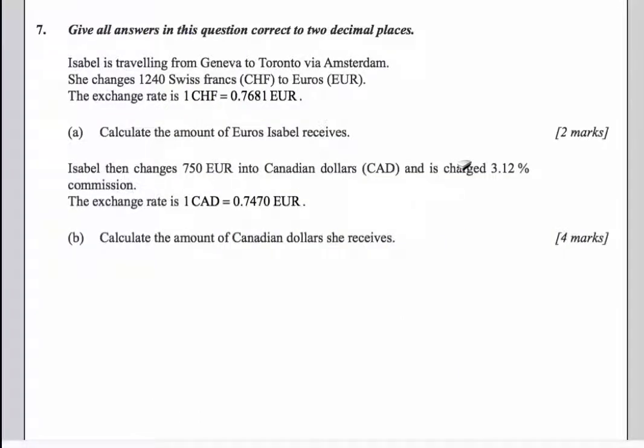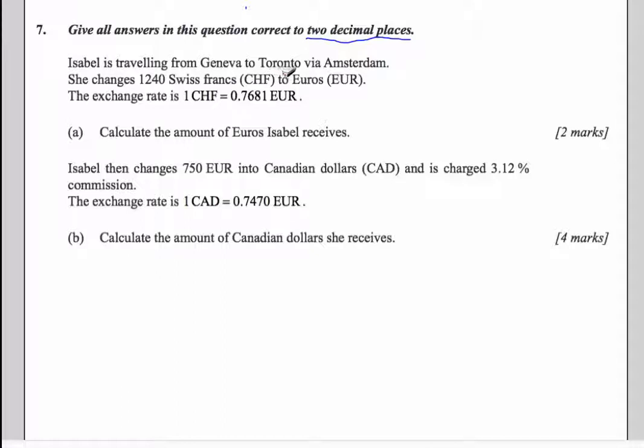Okay, next we have a money conversion question. Pay close attention to special instructions in bold like this one. It says your answer has to be correct to 2 decimal places, which is pretty common with financial questions. So remember that at the end. Go back and check and make sure you have followed that requirement.